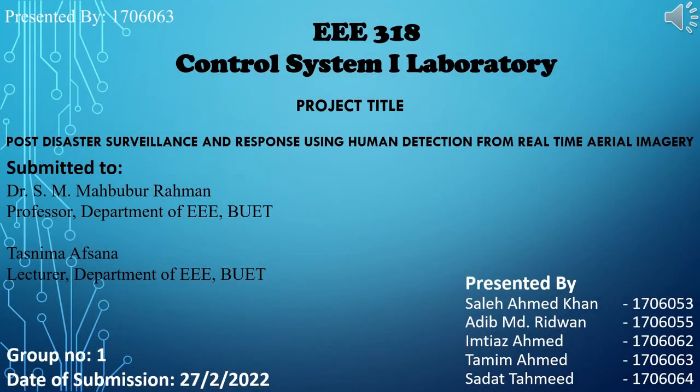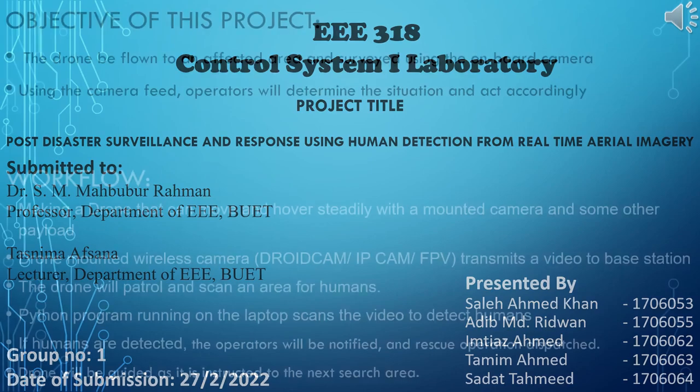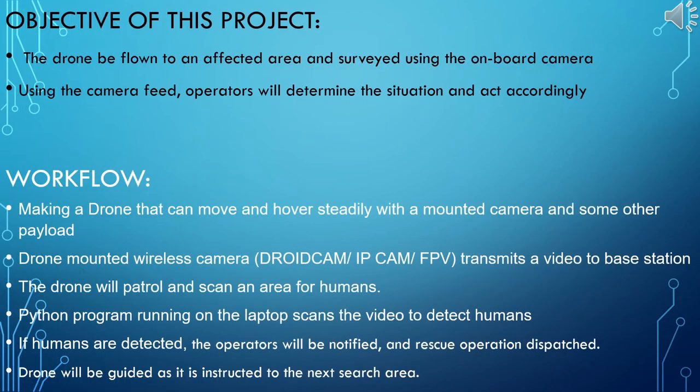Our project title is Post Disaster Surveillance and Response Using Human Detection from Real-Time Aerial Imagery. In this project, we have explored possibilities of efficiently handling post-disaster rescue through human identification from aerial imagery. Objective of this project: the drone will be flown to an affected area and surveyed using the onboard camera. Secondly, using the camera feed, operators will determine the situation and act accordingly.